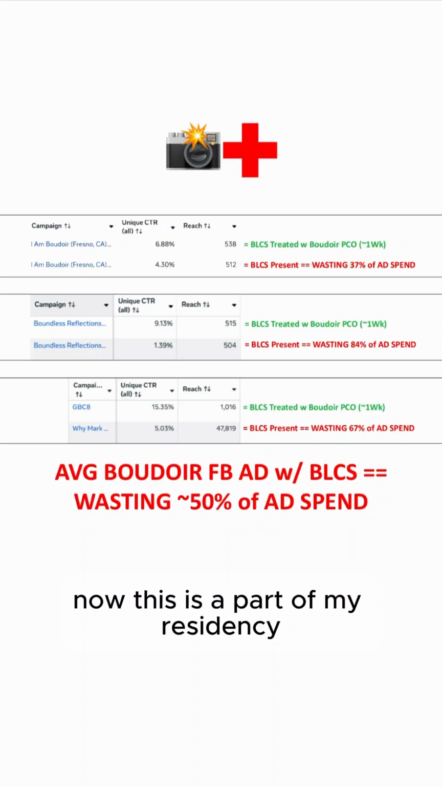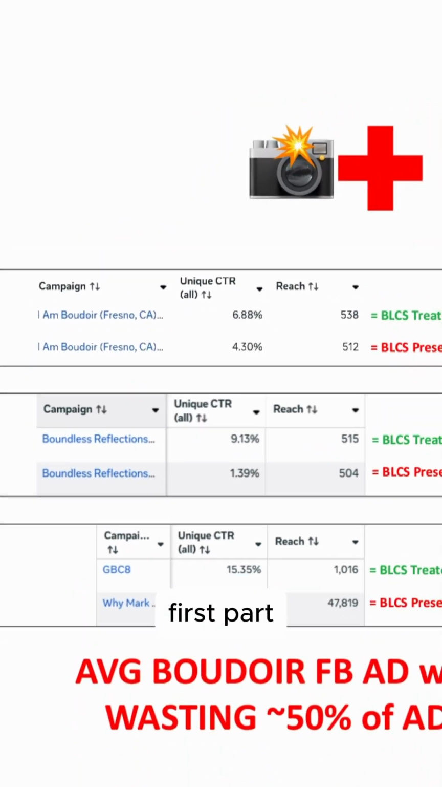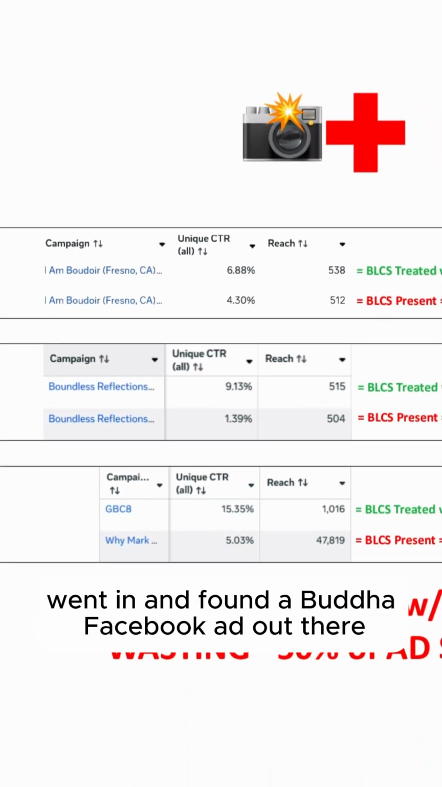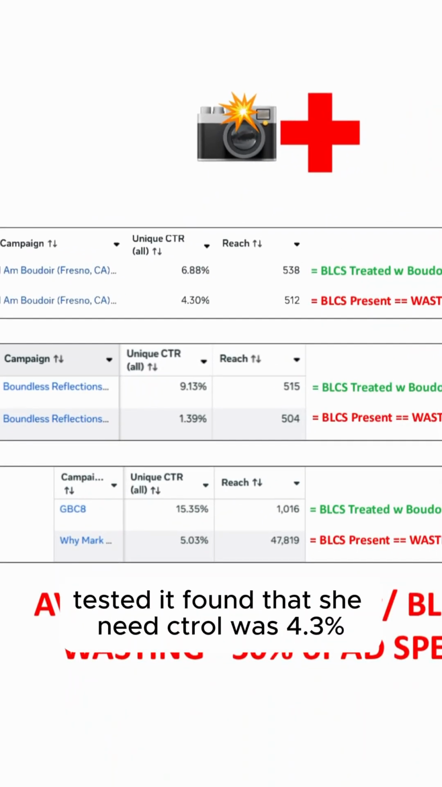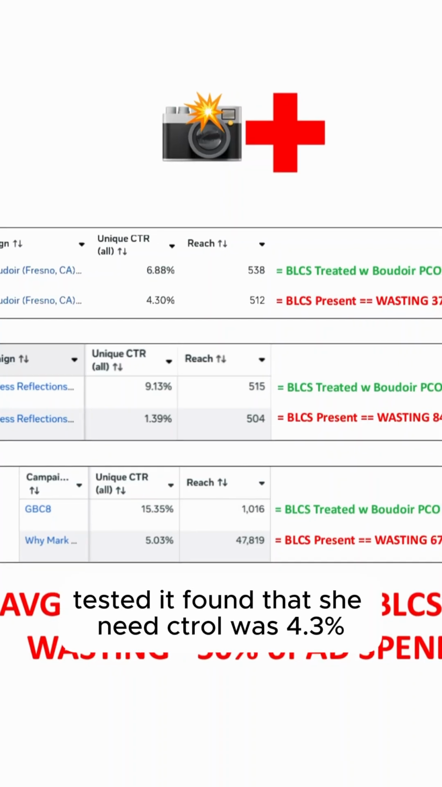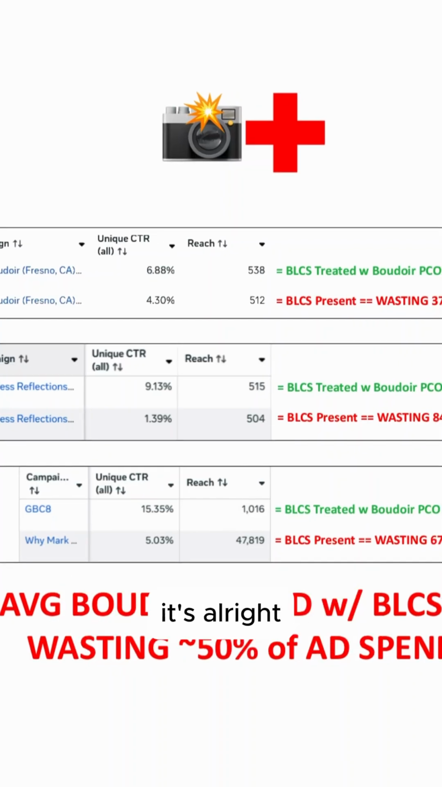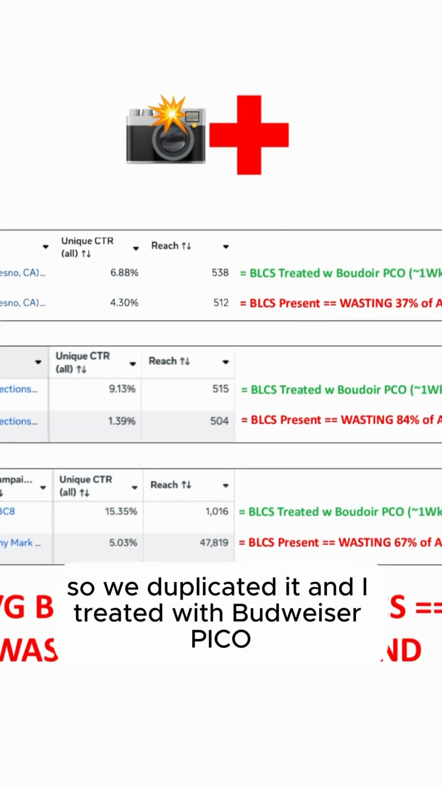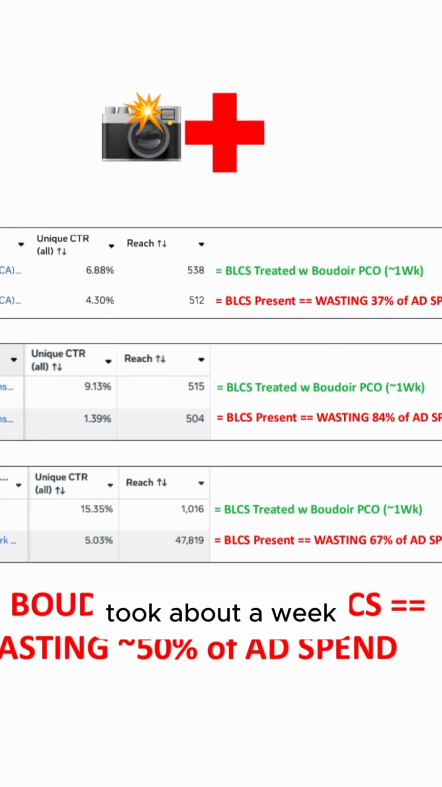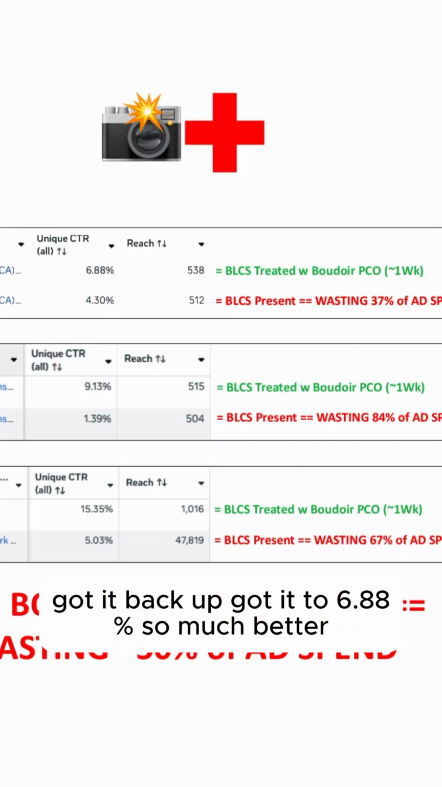Now, this was part of my residency. First part, I went in and found a Boudoir Facebook ad out there flying around, brought it back to the hospital, tested it, found its unique CTR was 4.3%. So we know that BLCS is present because that is under 6%. So we duplicated it and I treated it with Boudoir Pico, took about a week, and got it up to 6.88%. So, much better.